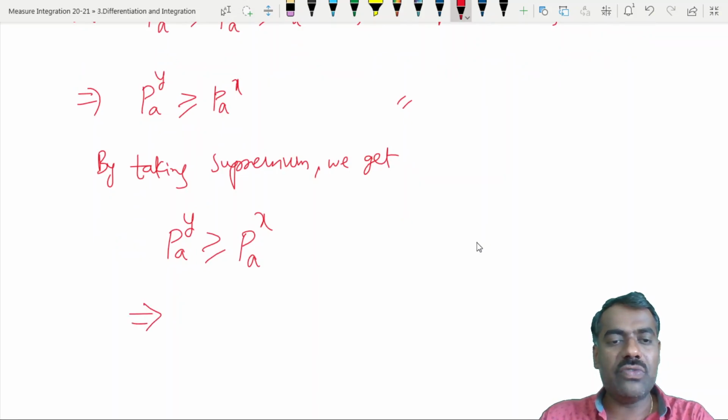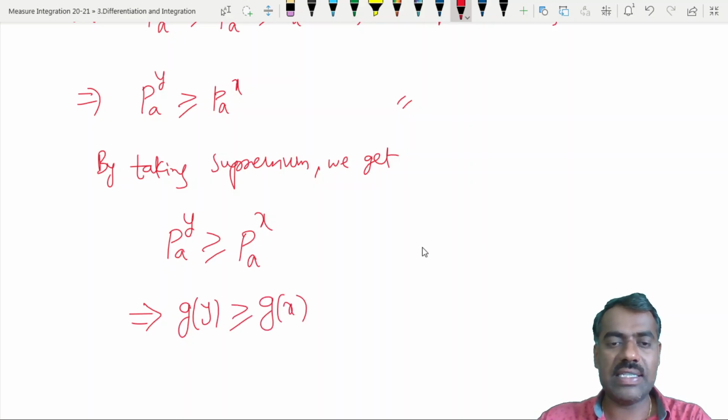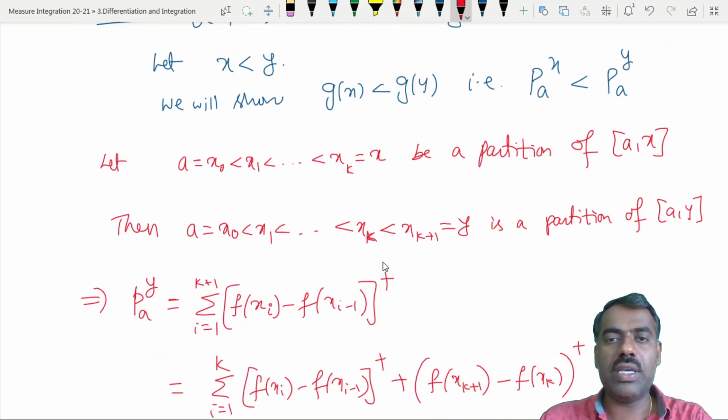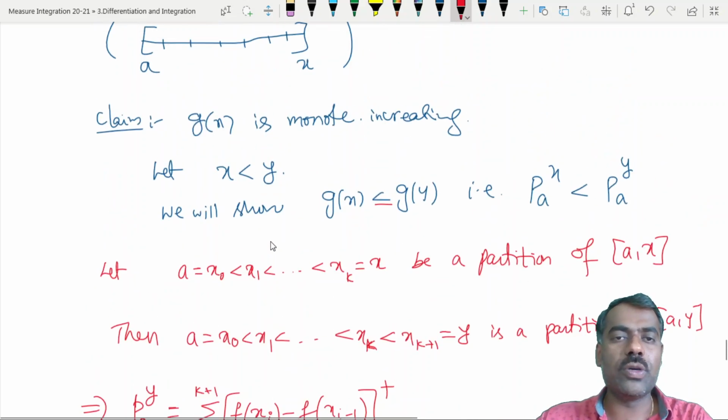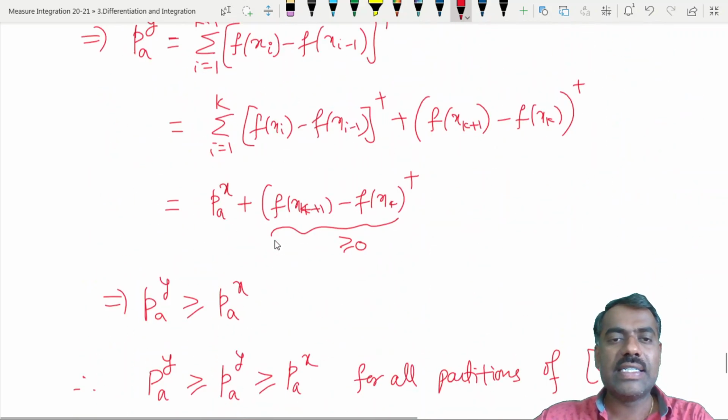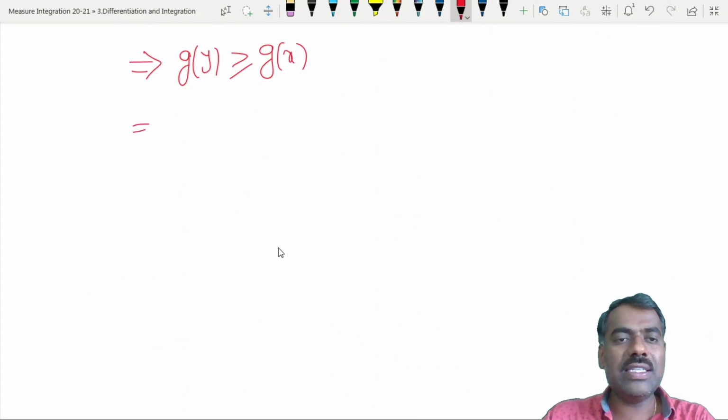This implies we proved that Pay, which is the same as g of y, is greater than or equal to g of x. Right? So here you can use equal also, no problem. So therefore we proved that g is monotonically increasing.